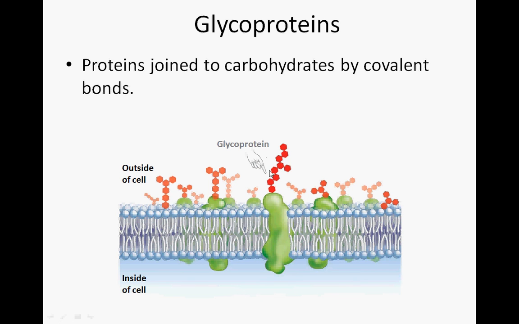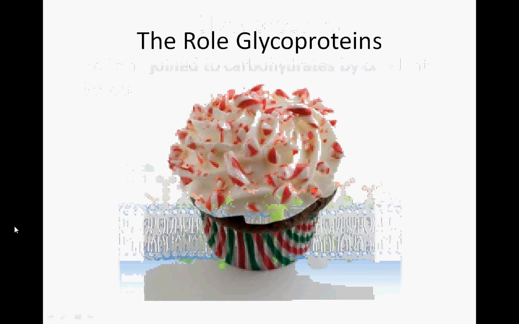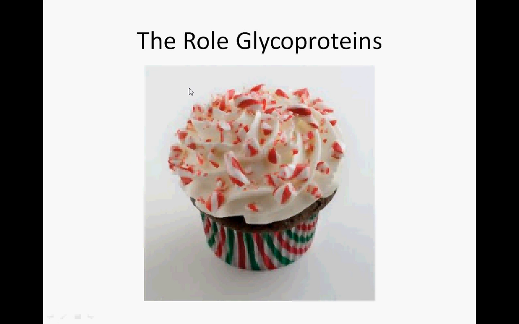This red jazz on the top here is meant to represent polysaccharide carbohydrates. You can see that these are all oriented towards the outside of the cell, and none of them are stuck on the inside of the cell. And here's the reason for that. You can answer it by considering this cupcake. The answer to all of this and the role of glycoproteins has to do with this cupcake.